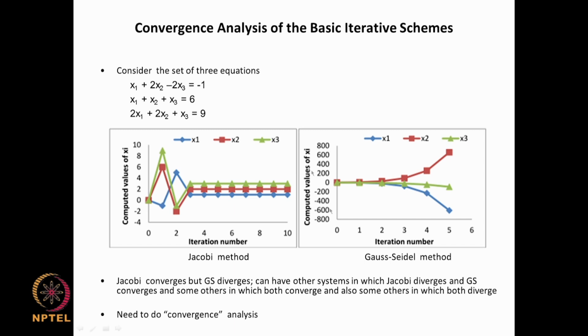So here we have a very simple 3 by 3 problem: x1 plus 2x2 minus 2x3 equal to minus 1, x1 plus x2 plus x3 equal to 6, and 2x1 plus 2x2 plus x3 equal to 9. We would like to solve this using the Jacobi method and the Gauss-Seidel method, starting with all the values at 0. What I plotted is the iteration number and the 3 values we are predicting, and how we are updating them.